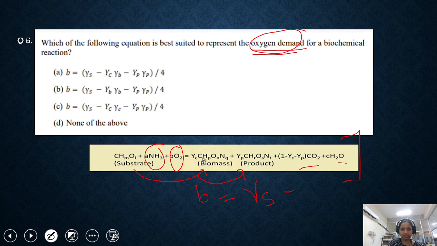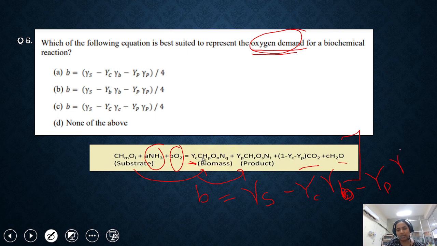Minus, there we mainly consider the biomass and the product. So how much biomass is produced? That is YC, representing the stoichiometry coefficient of this biomass, into this gamma of B. Here the small b is representing the biomass, minus, because they are forming, that's why we have taken them as negative. For the product also, this YP, because we are talking about the product.